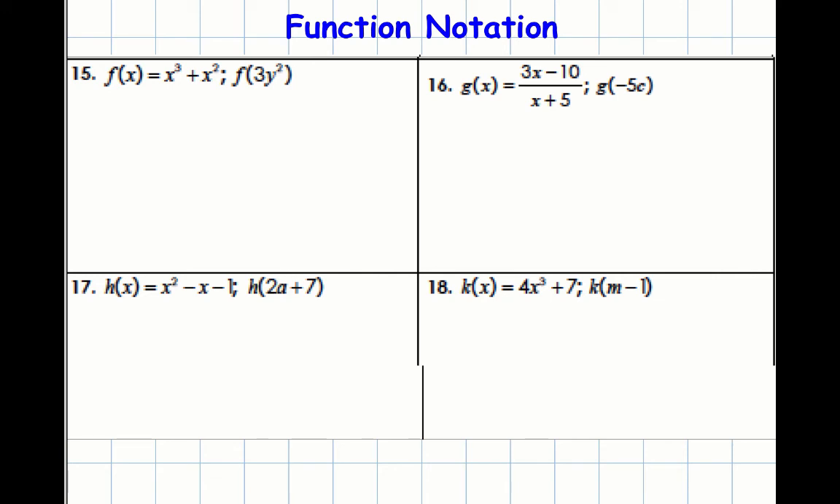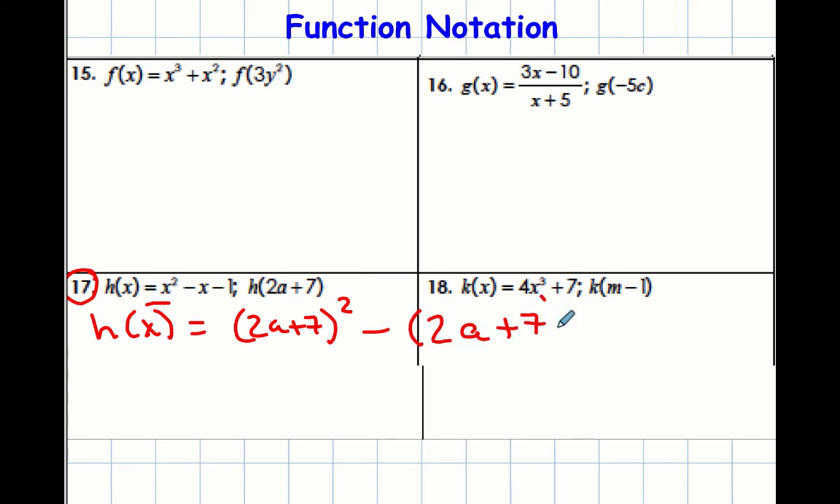So let's look at one, like number 17, where we're evaluating not a constant, but an actual expression. So it says h of x is 2a plus 7 squared, because it said to square the x. Then where that second x is, I'm going to also put in 2a plus 7. This time it just says subtracted. And then I have a minus 1.